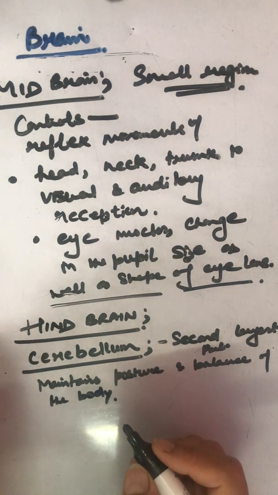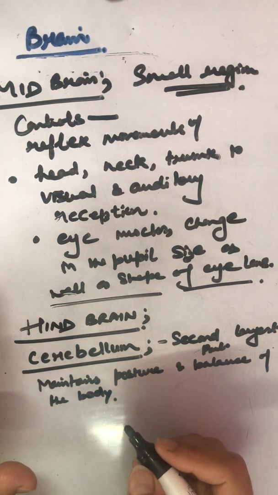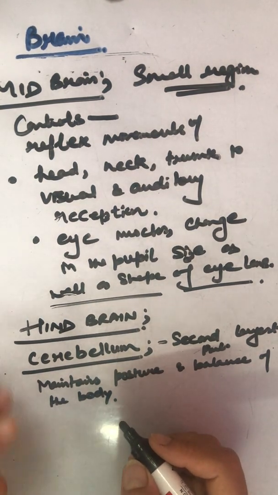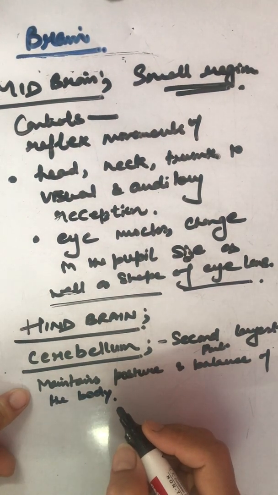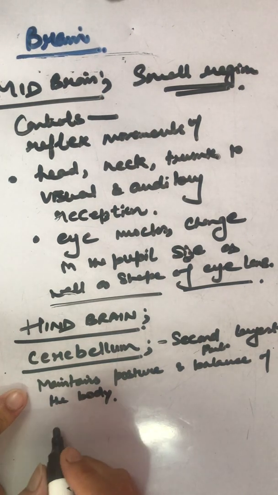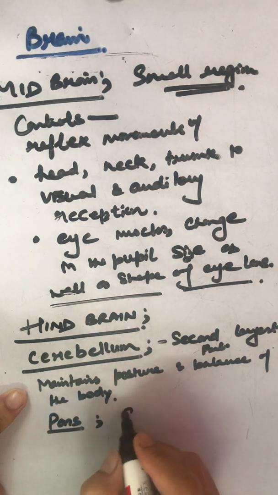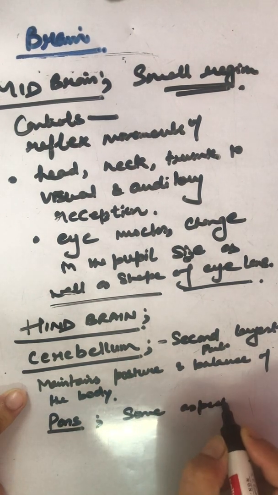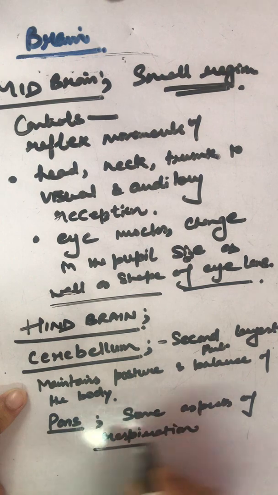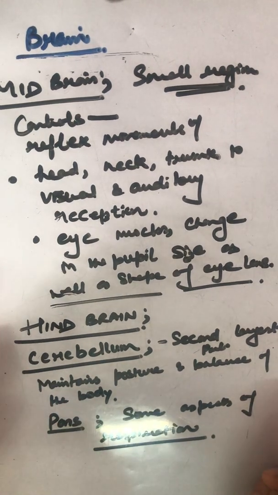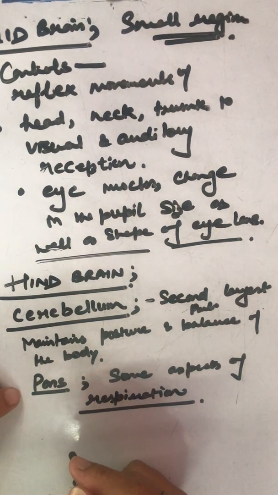It brings equilibrium in your body. If we say stand straight, as we always command, stand straight for the national anthem, or when we are picking up a pencil which has fallen on the ground, how you balance your body is all because of the cerebellum. Then we say pons, pons varoli. Pons varoli is responsible for controlling some aspects of respiration, like regulating the intake of oxygen, release of carbon dioxide, and how much you have to absorb. That all is related to the pons area.